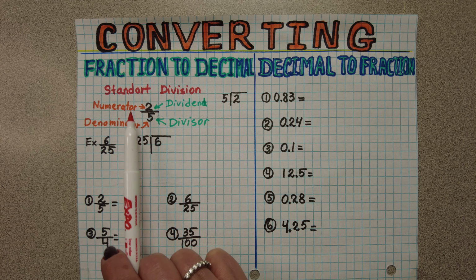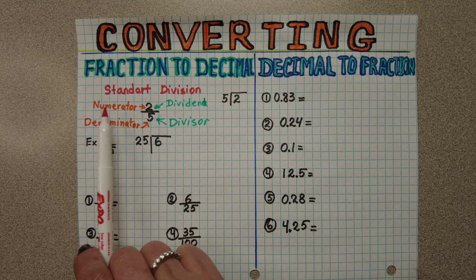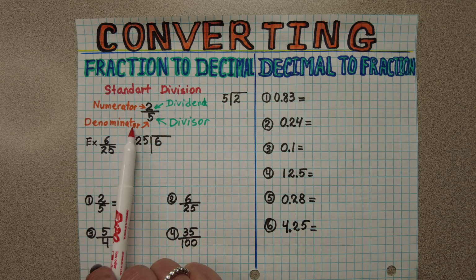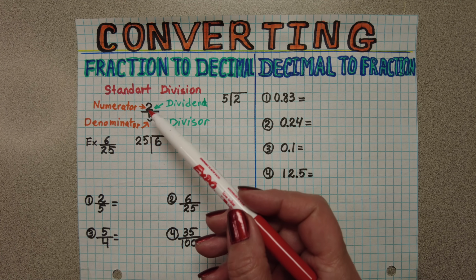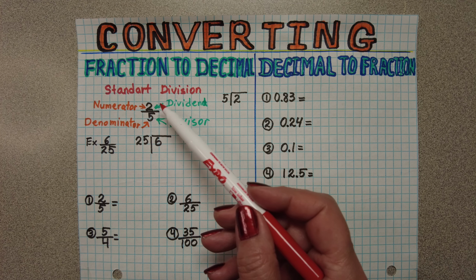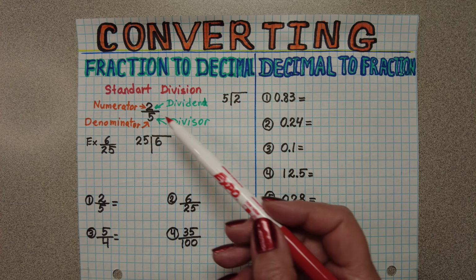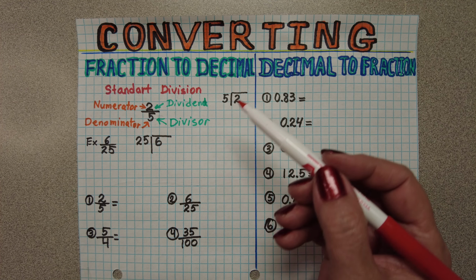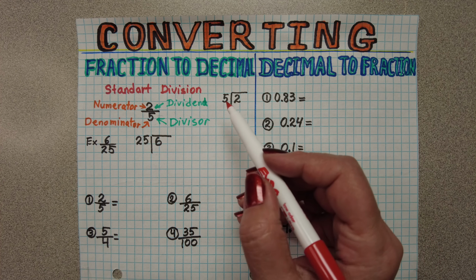This is our fraction. As you remember, on top we had the numerator and on the bottom we call it the denominator. Also in this same fraction, we can call the top one the dividend and the bottom one the divisor. Let's start from standard division. How can we convert this fraction into decimal?